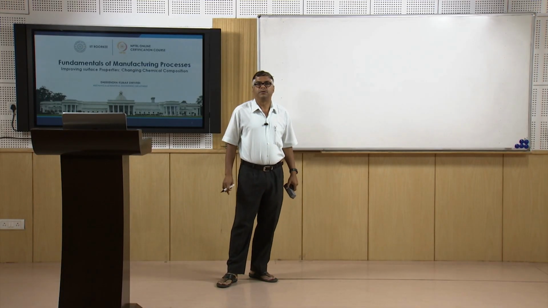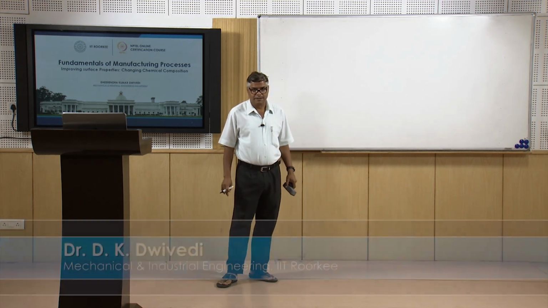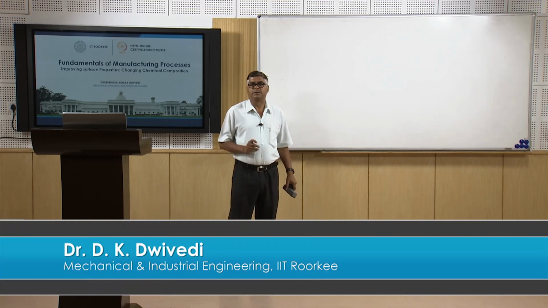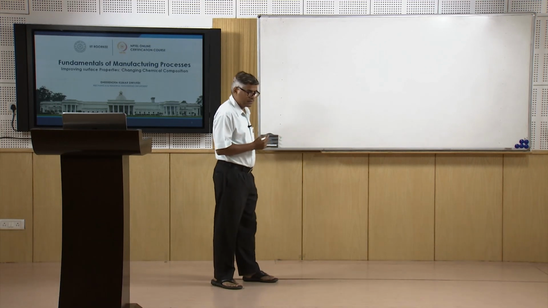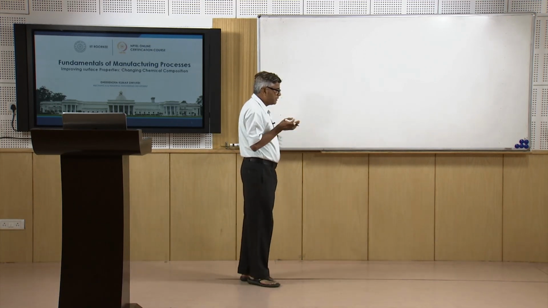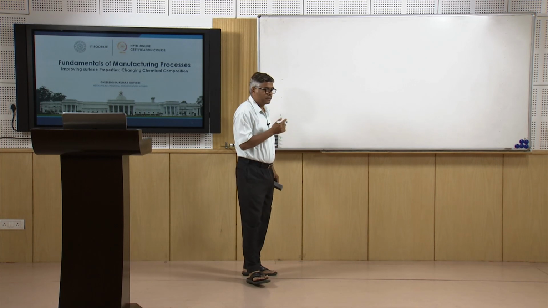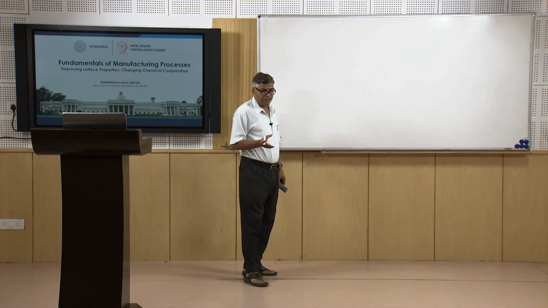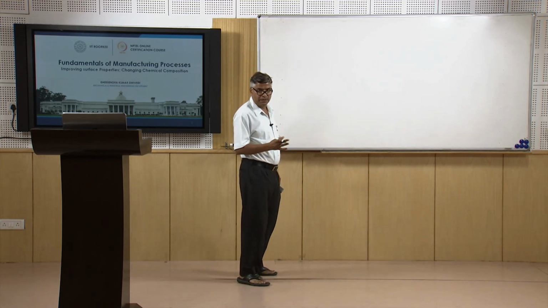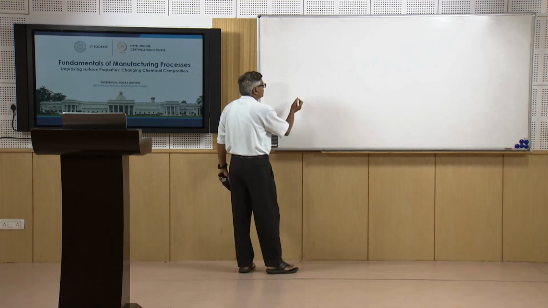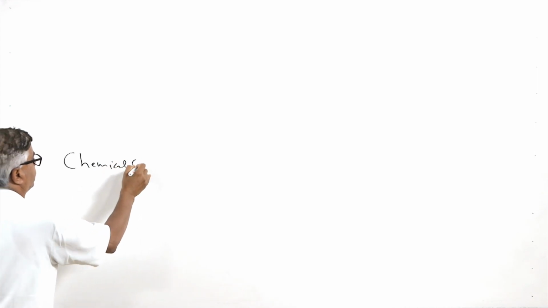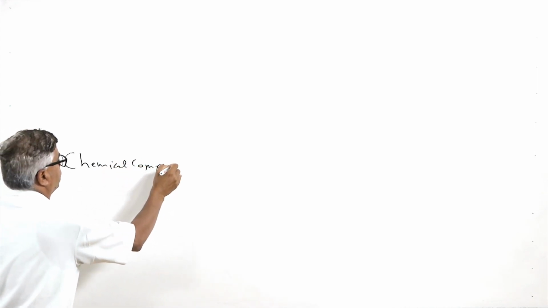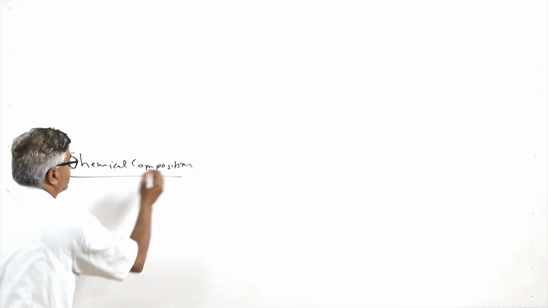Hello, I welcome you all to this presentation on the subject Fundamentals of Manufacturing Processes, and we are talking about the methods used for improving the properties of bulk materials, mainly the surface properties. In the previous presentation, I talked about the methods used for improving the surface properties without modifying the chemical composition, and in this presentation, the processes wherein the chemical composition of the surface is modified in order to improve the properties of the surfaces.